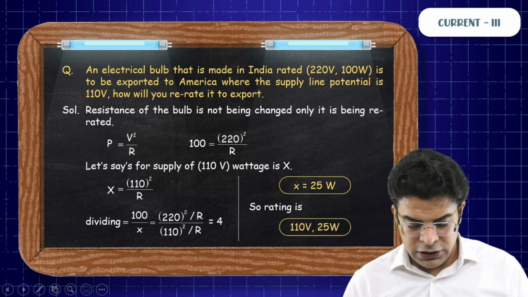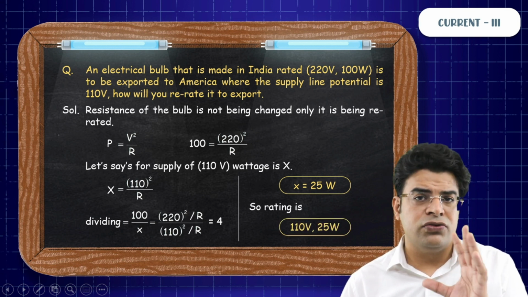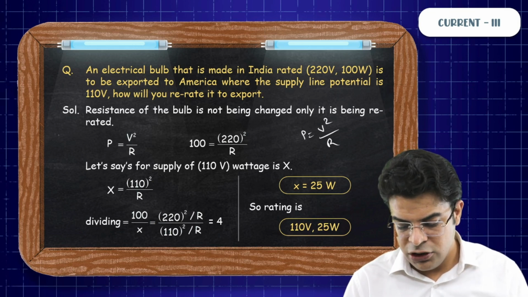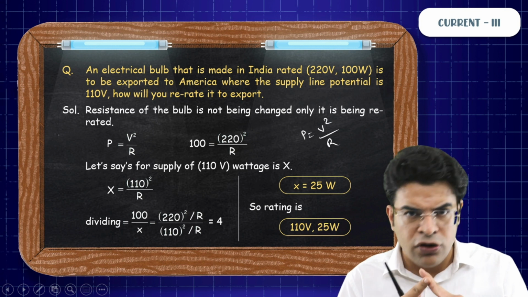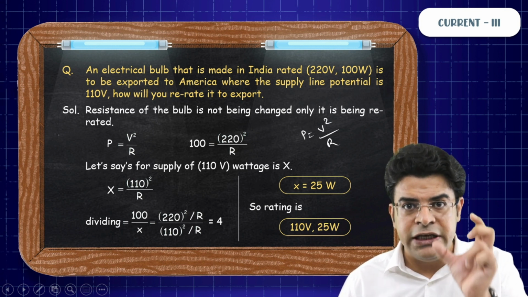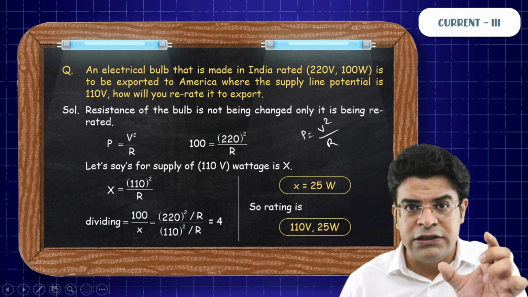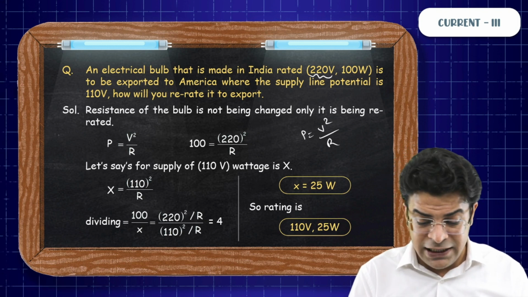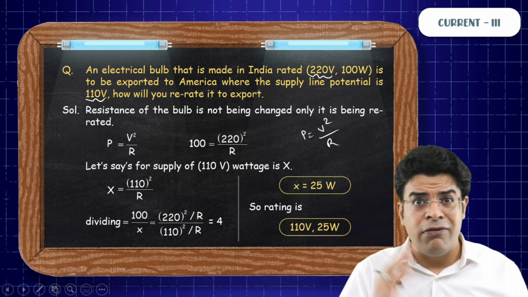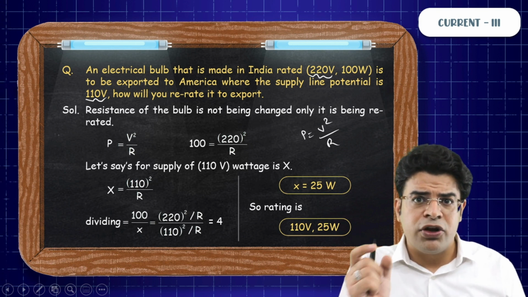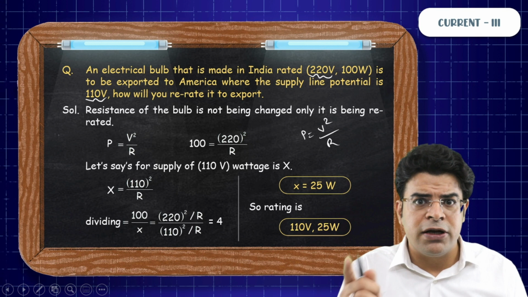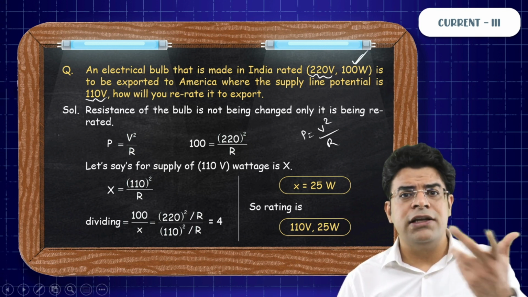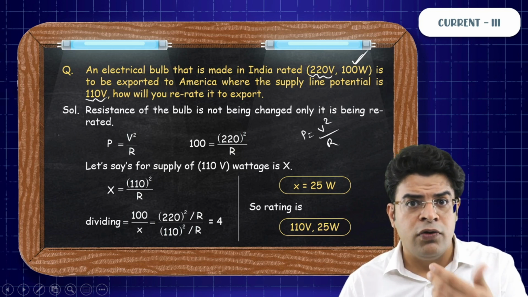Now, bachcho, important thing here. You do not need to solve this much. You could have directly said, sir, power equals V square by R. You are not at all changing the resistance of the bulb. You are just changing the potential drop across which it is being used. So if the potential drop becomes half, the power dissipated becomes 1/4. So it has to be 1/4 of 100. It has to be 25 watt. So the answer has to be 110 volt and 25 watt.